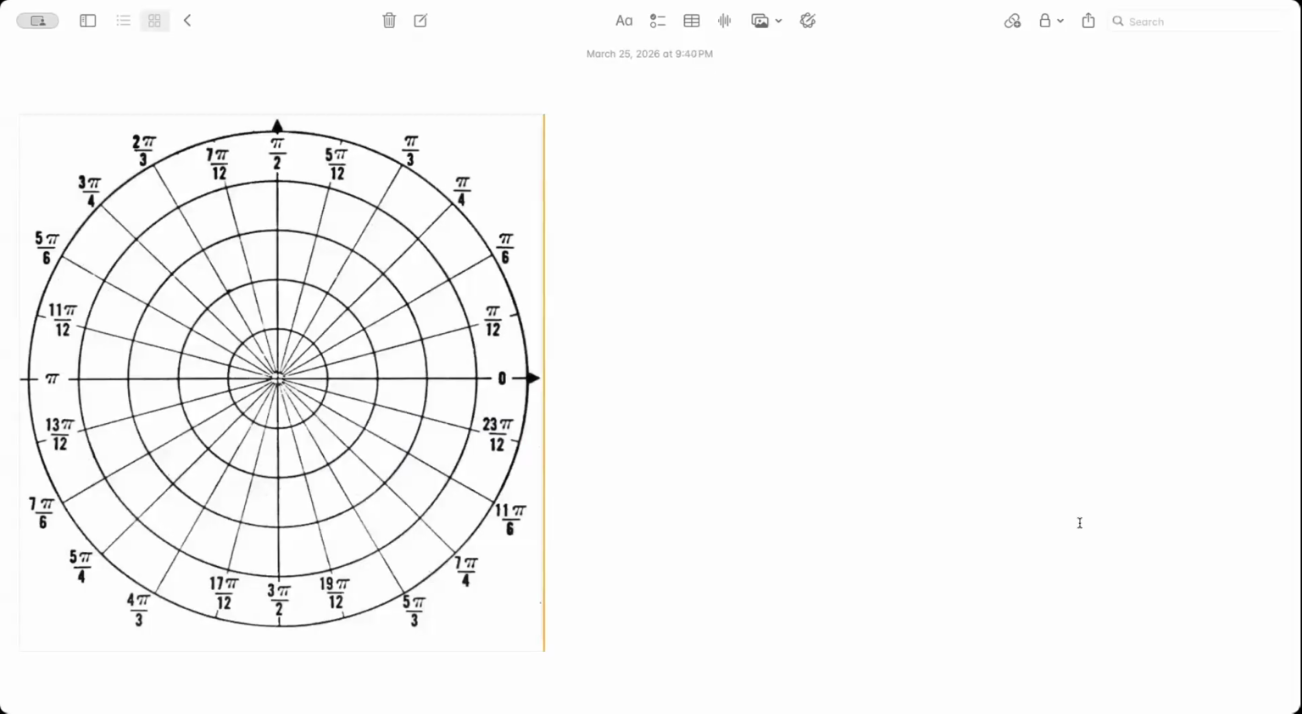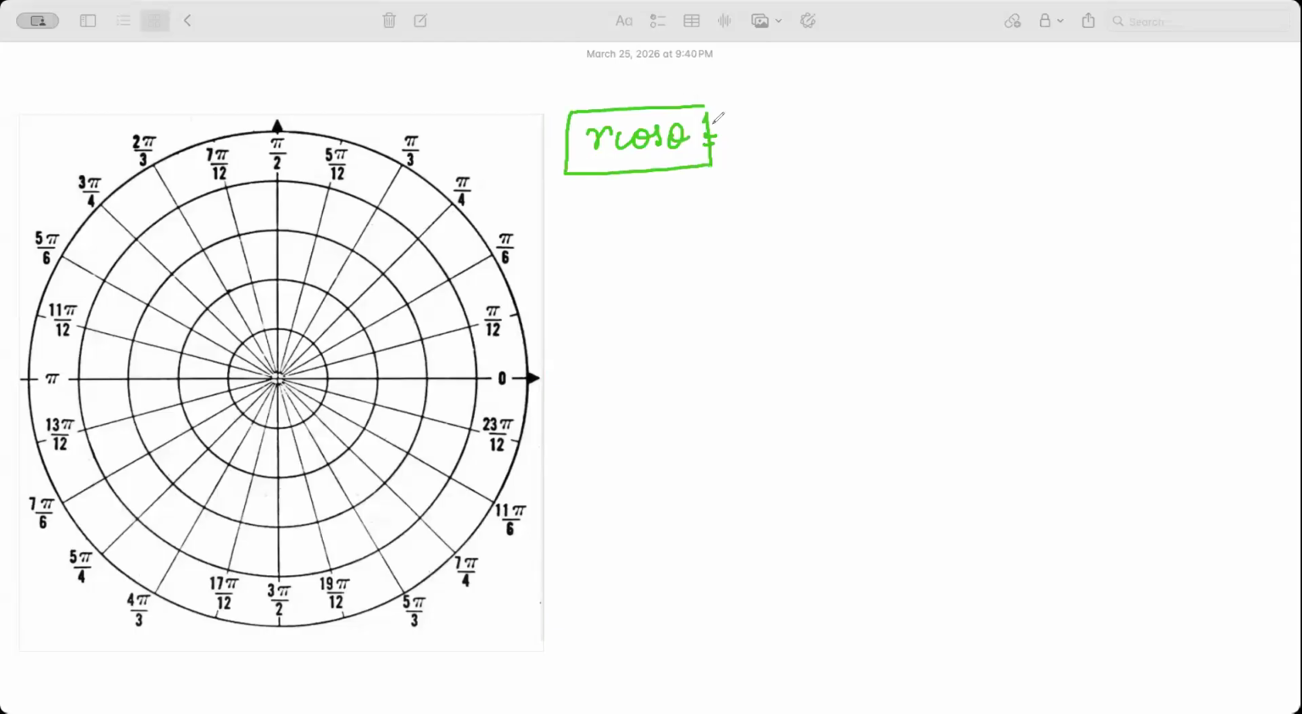Okay guys, I'll use this picture. This picture is good. So here I'm going to do the graph for r cos theta. I would start from 0, pi by 6, pi by 4, pi by 3, pi by 2, 2 pi by 3, then 3 pi by 4, 5 pi by 6 and then pi.